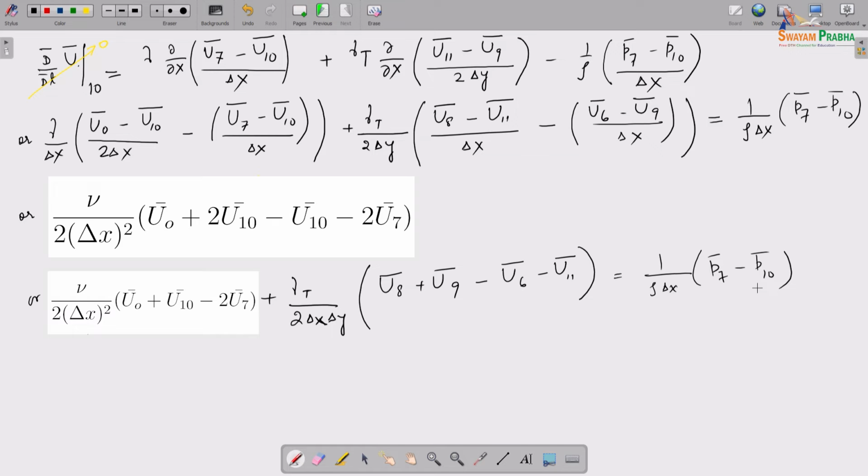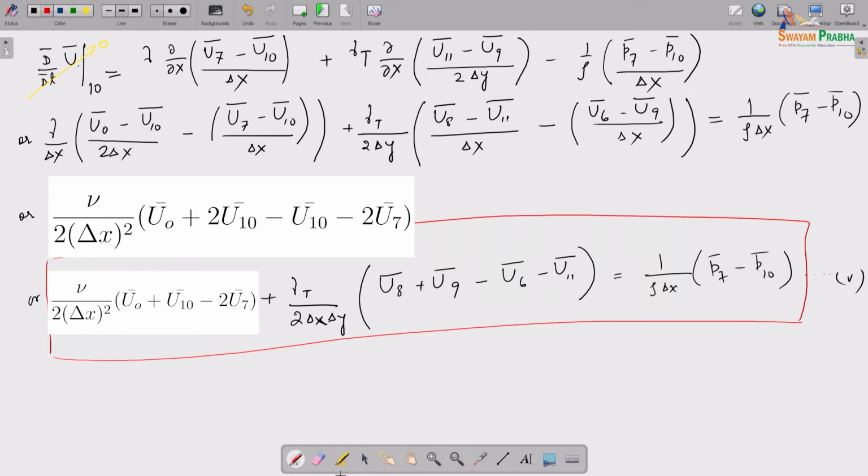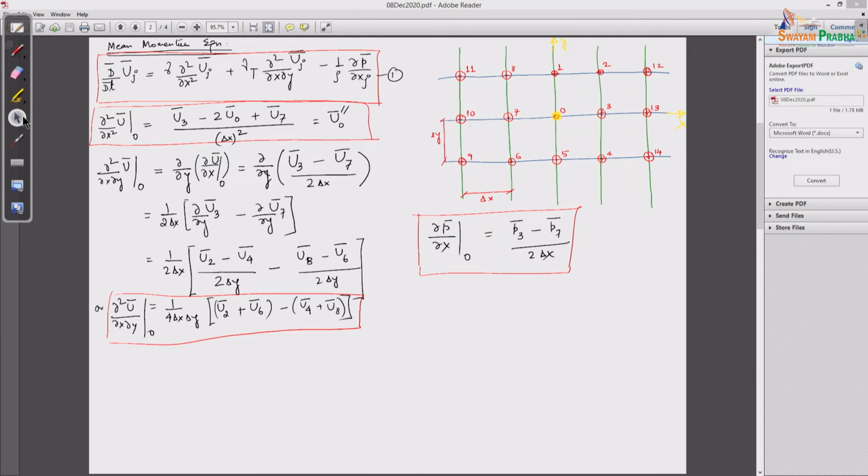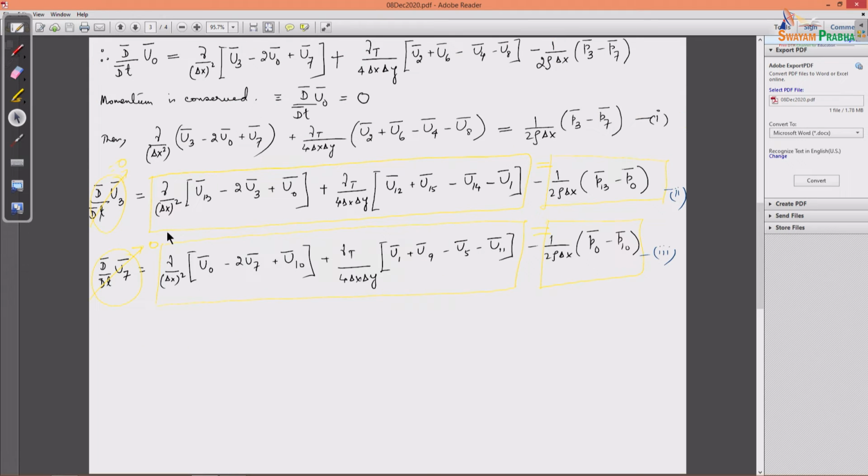Nu by 2 delta x squared, this thing. No, I think I'm right. So all right, let's call that equation 5. Now we have all these equations lined up. We have this equation which we wrote out at location 10, then this one which we wrote out at location 2, this one at 0, and this one at 3 and 7.